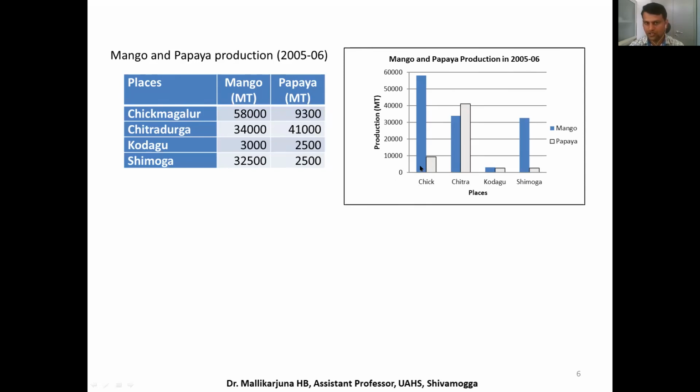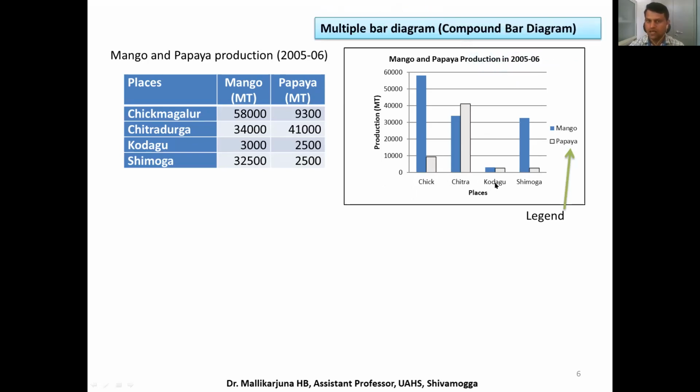To differentiate papaya and mango, we can use this legend. Blue indicates mango and gray color indicates papaya in all the districts, in all the places. Here this is production, this is the places. This type of diagram is known as a multiple bar diagram, or compound bar diagram.